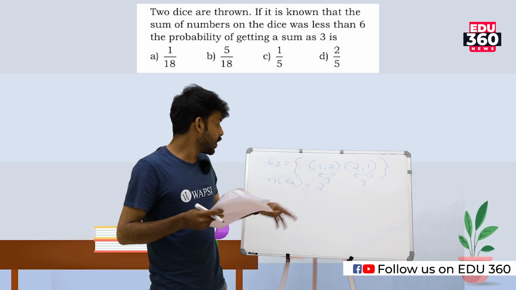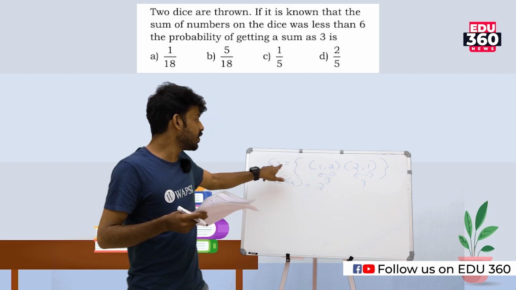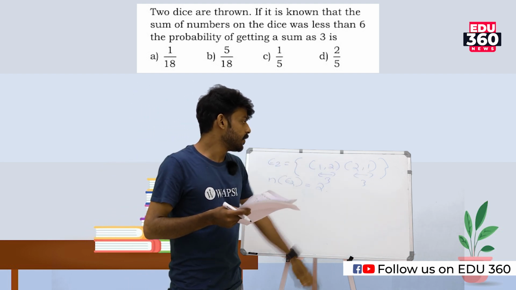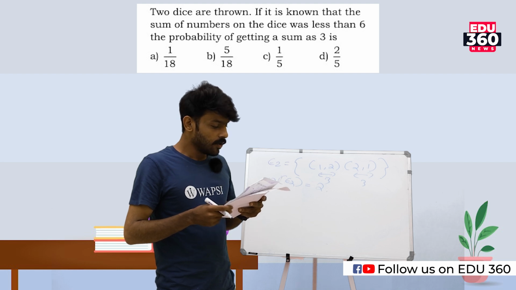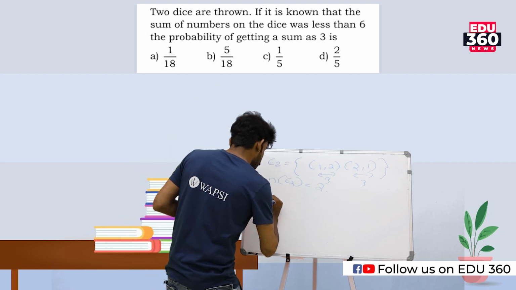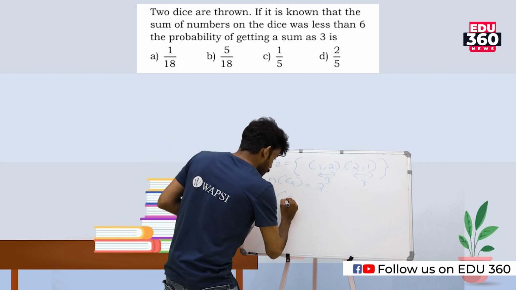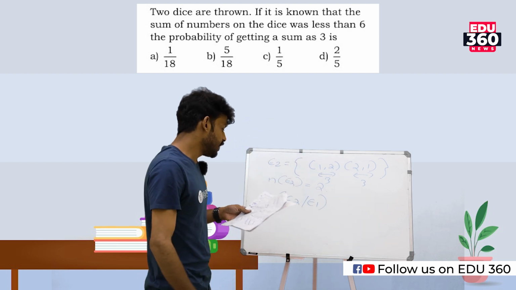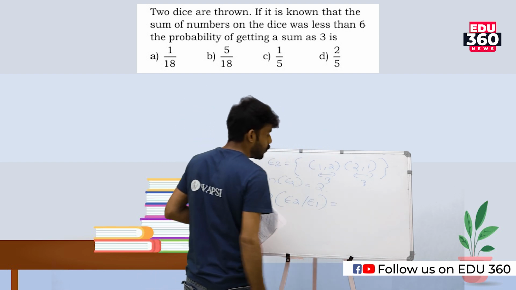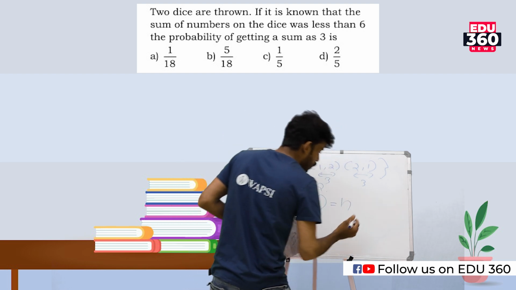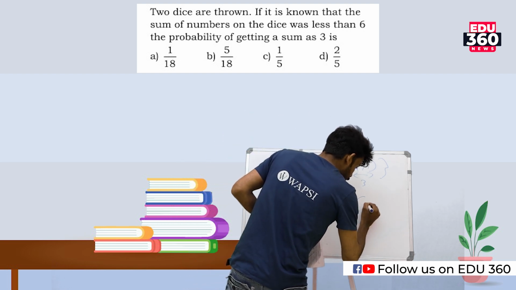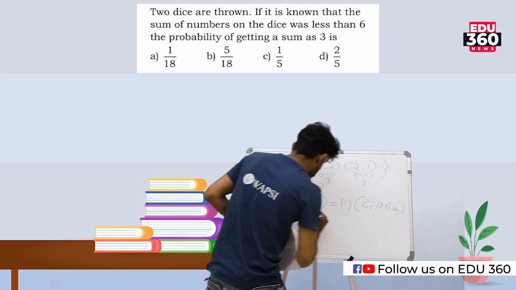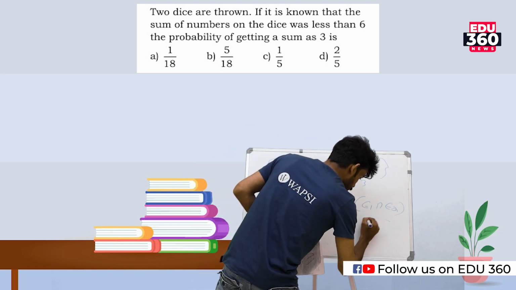In this question, we need to find the probability of getting a sum as 3. So what about event E2? E2 is 1 2 and 2 1. So we can write it as probability of E2 given E1, that is equal to n of E1 intersection E2 divided by n of E1.